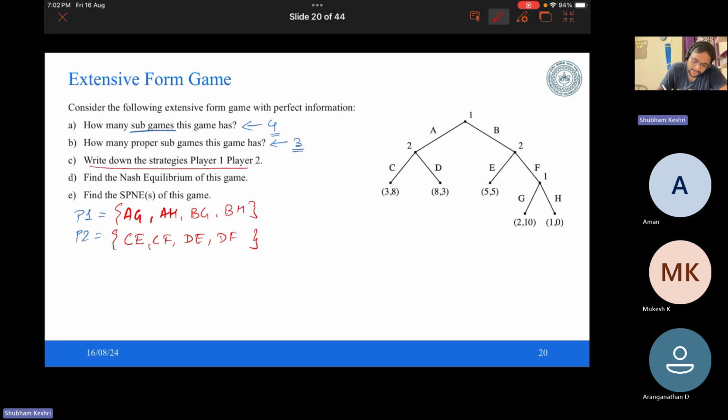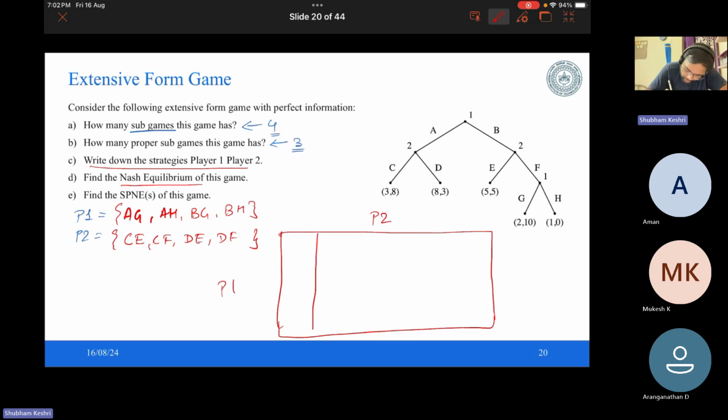So we have done up to this question. Now we can identify the Nash equilibrium for this game. We'll draw the game table quickly. This is for player 2, this is for player 1. The strategies for player 1 are A G, A H, B G, B H, and for player 2 they are C E, C F, D E, and D F.